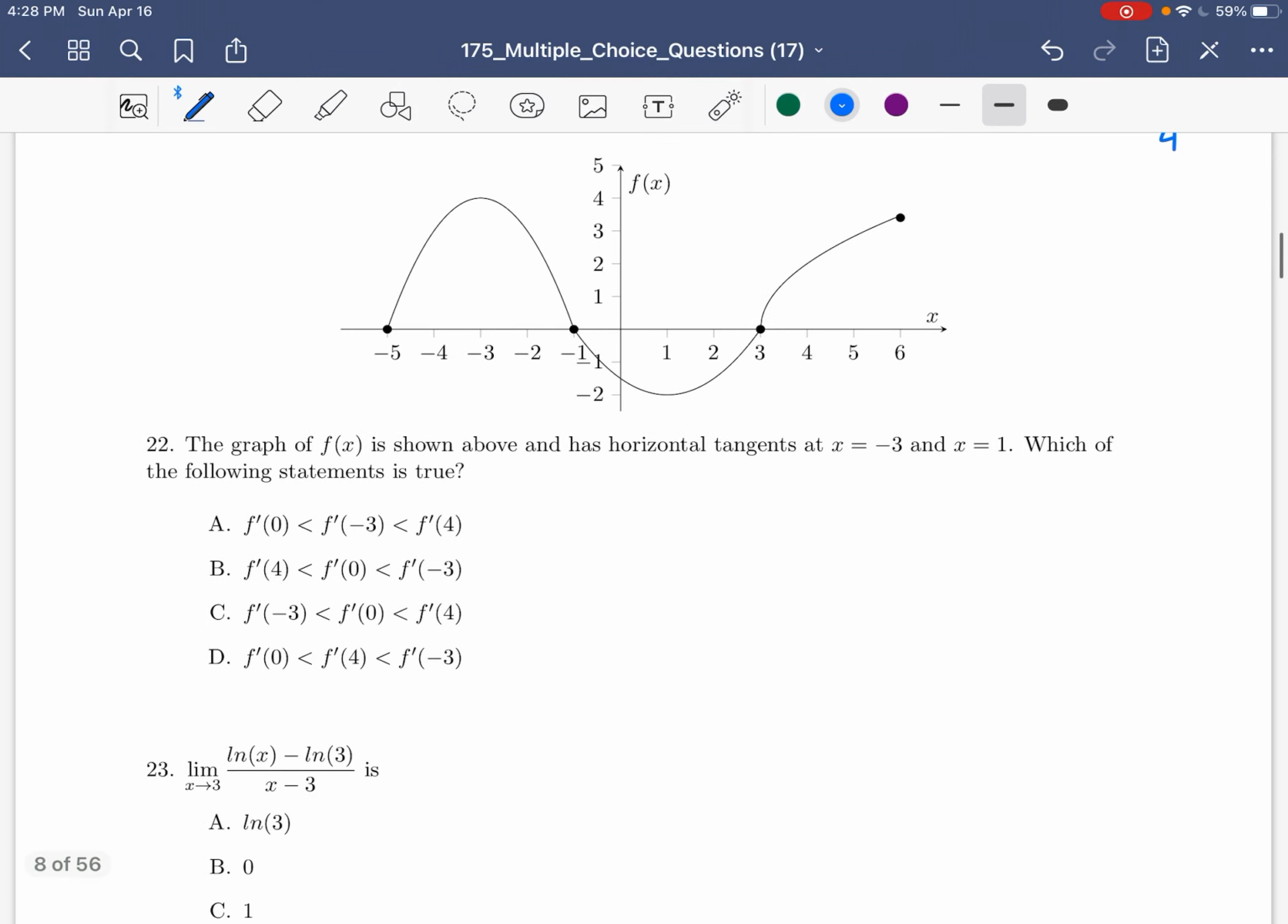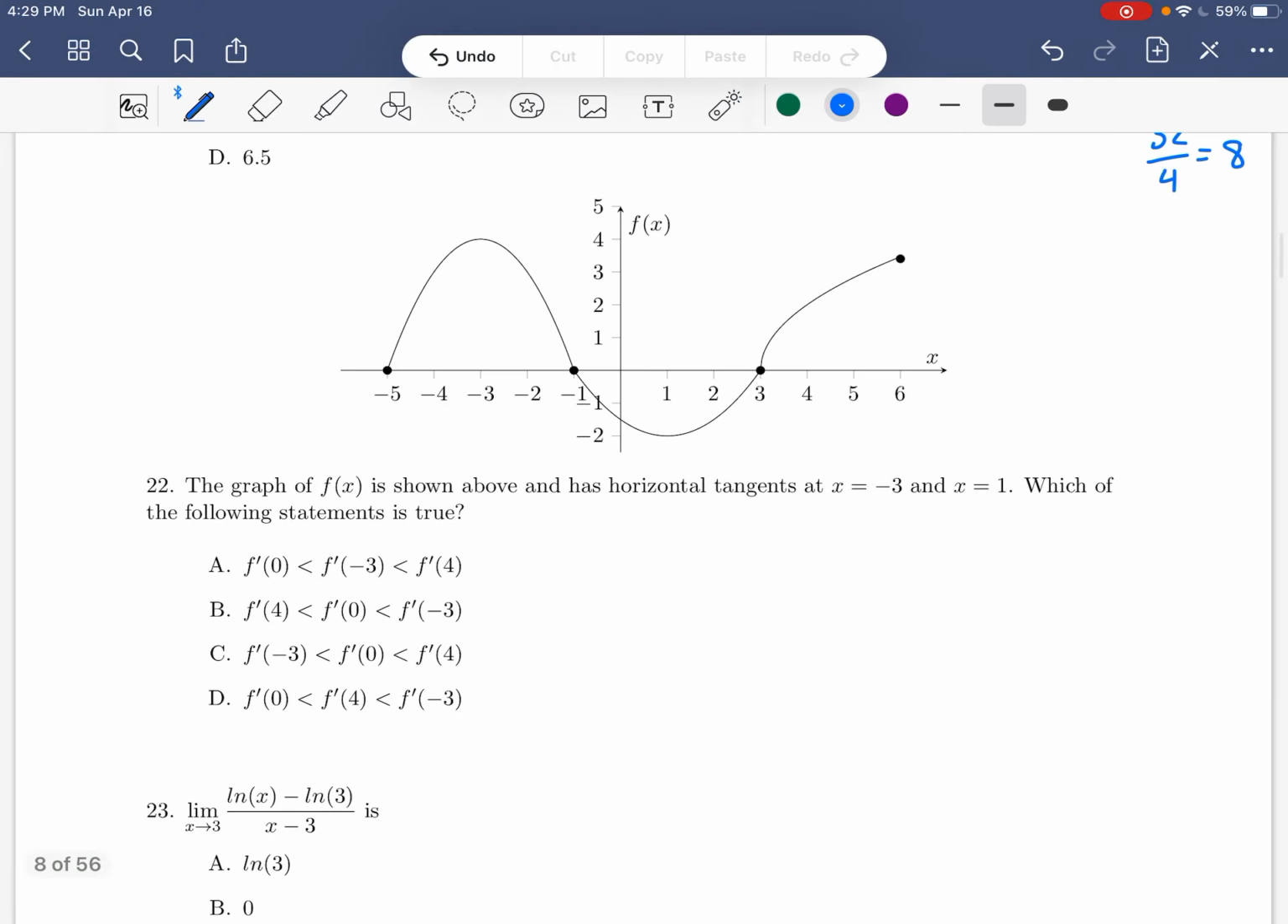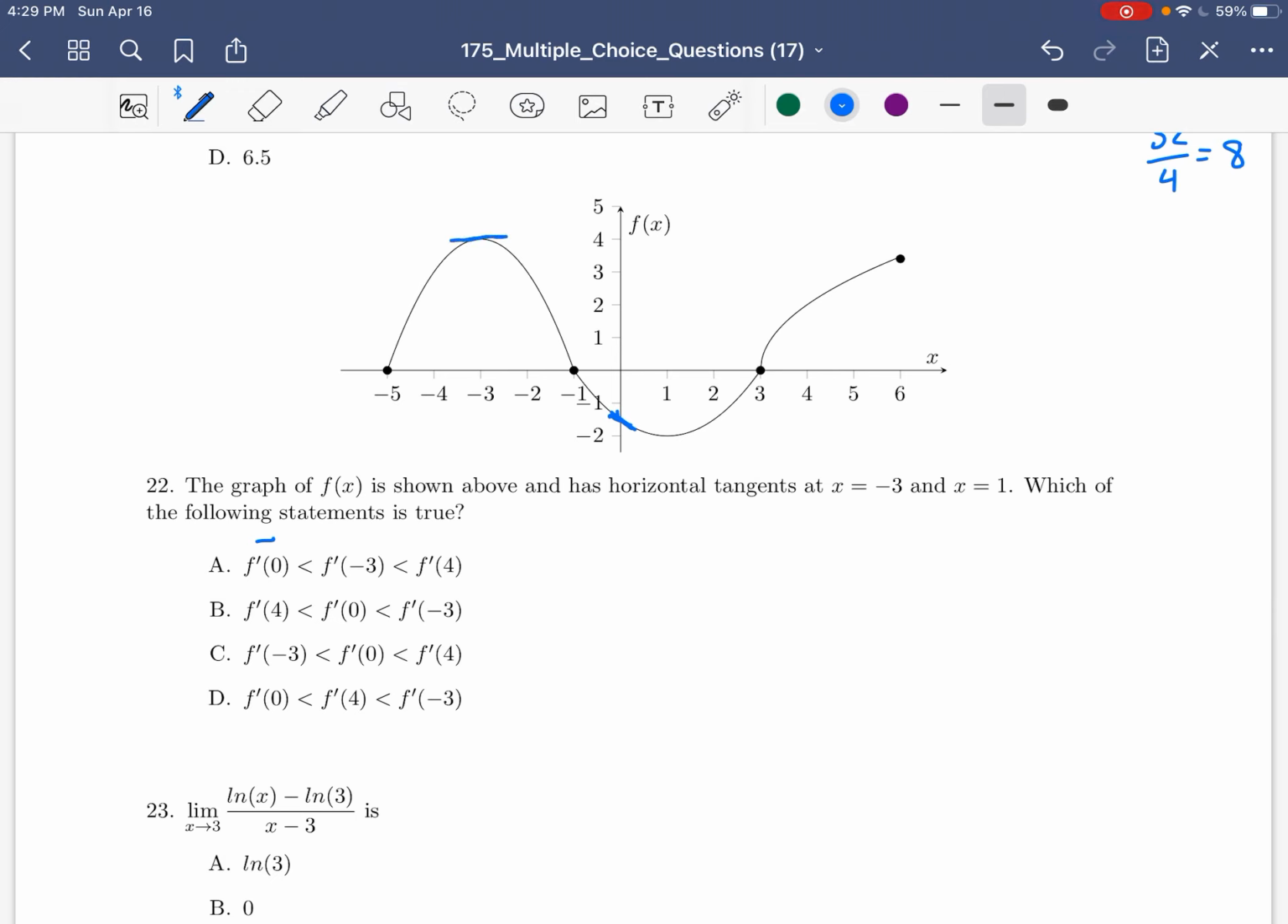Okay, 22, we have this graph, and we're trying to see which order the derivatives should go. So let's just look at A. So f prime of 0. We're talking about derivatives, which means we need to look at the slopes. If we look right here, notice how that's a negative slope. And then we look at negative 3, they tell us that's a horizontal tangent line, so that's going to be equal to 0. And then if we look at the slope at 4, it's positive.